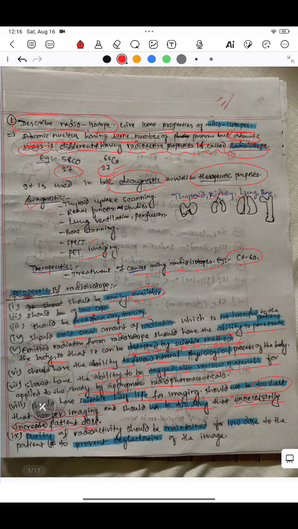And radioactive purity: if it is not pure material we can't use it. The purity of radioactivity should be maintained for low dose to the patient and to prevent degradation of the image. If it is not pure, there will be a blurred image, or the required image will not form, so it will degrade the image quality.